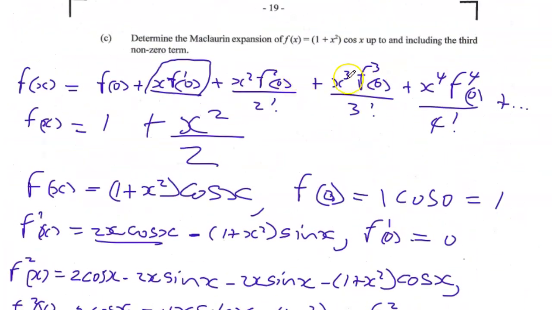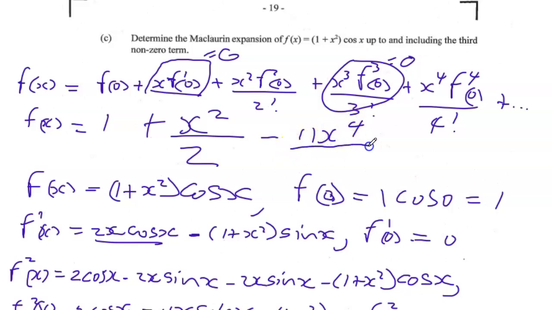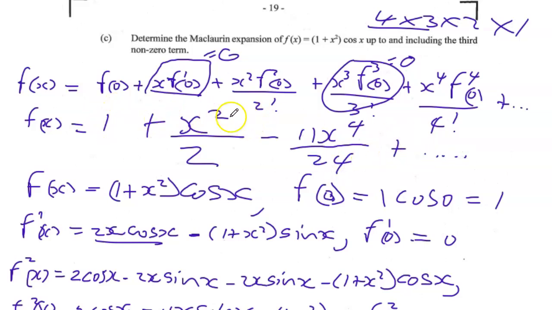So the third derivative was 0. And the fourth derivative, we'll get this now to be minus 11. So this would be minus 11 x to the fourth power over 4 factorial. And 4 factorial is 4 times 3 times 2 times 1. That's 4 times 3, 12. 12 times 2, 24. So it will be 24. So these are the first 3 non-zero terms. 1, x squared over 2, minus 11x to the power of 4 over 24.